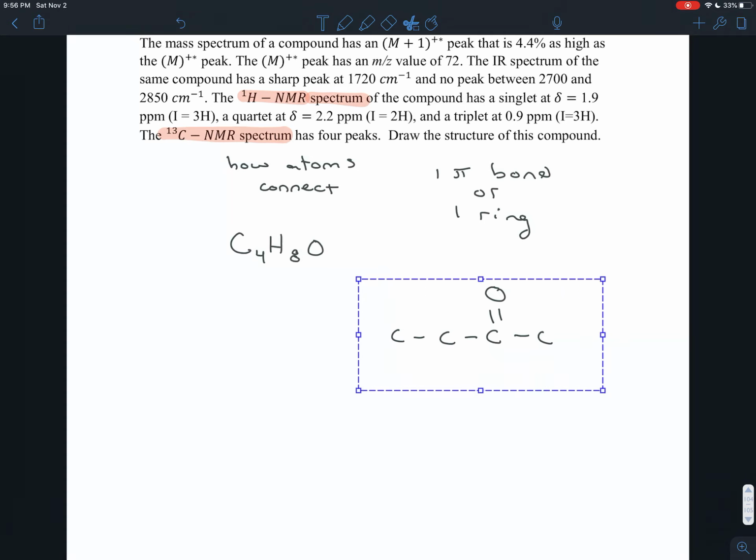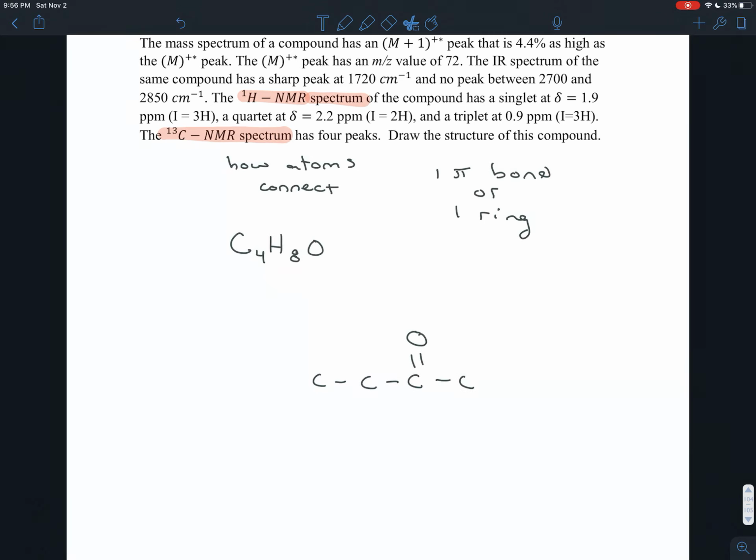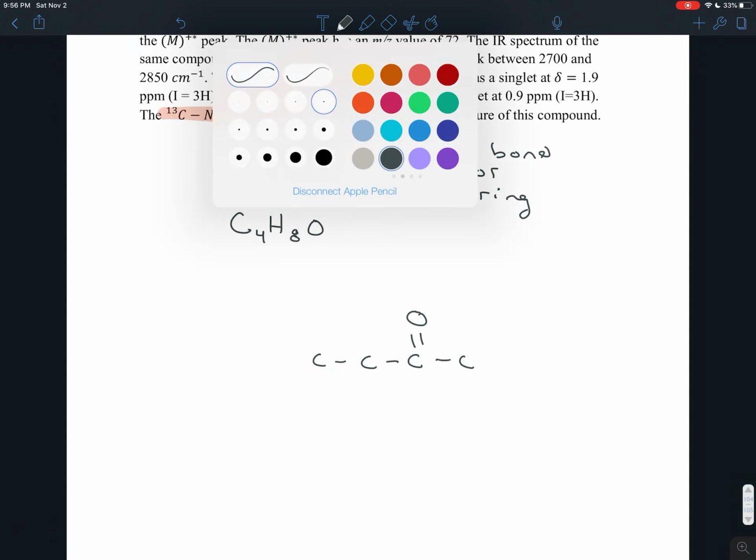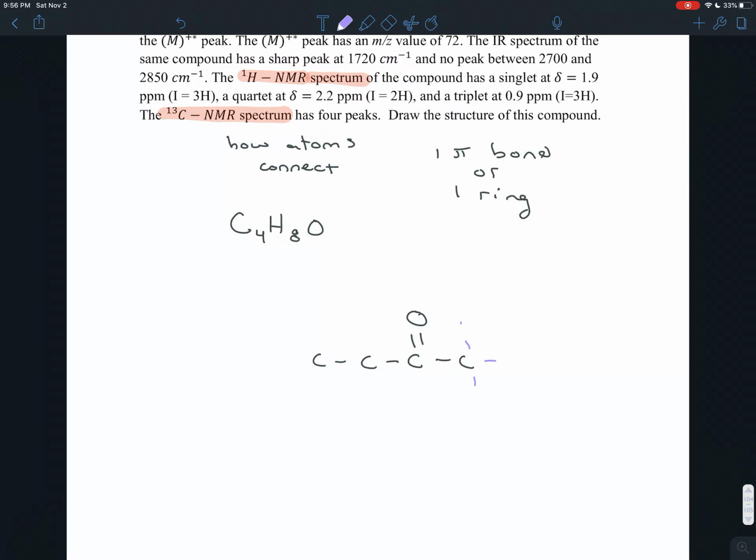This is looking like the only possible structure for that molecule. However, we do need to check, because maybe our original molecular formula was completely off. Maybe there was a nitrogen in here instead of an oxygen, or some other element mixed in. So if it truly is this, it should have certain features. Let me draw in the hydrogens. There are 3 hydrogens on this carbon over here. We would have 2 hydrogens on the carbon here. And we'd have 3 hydrogens on the carbon at the far left.